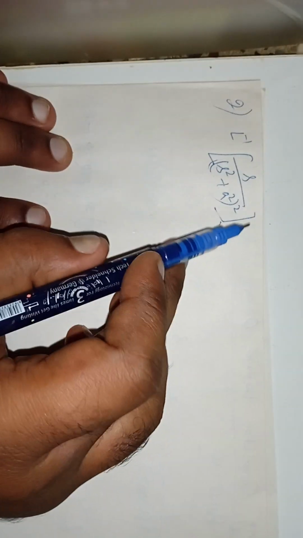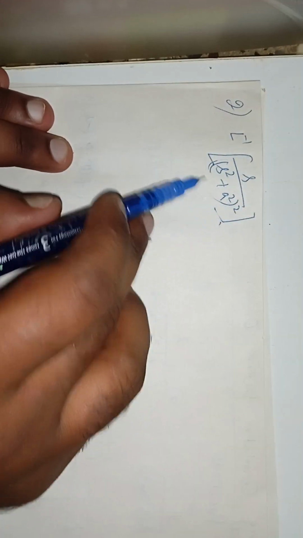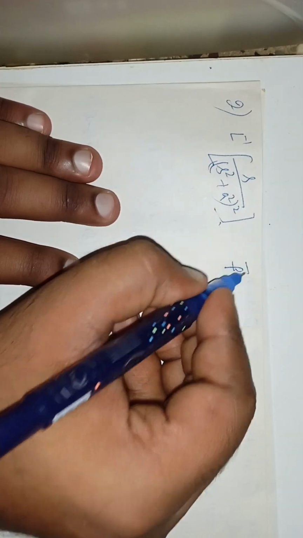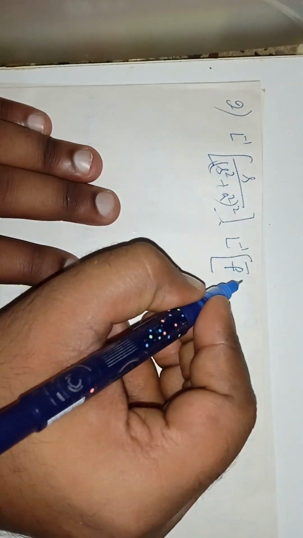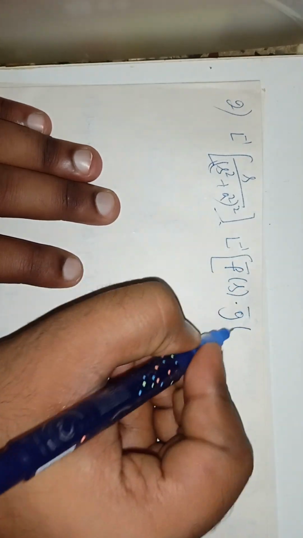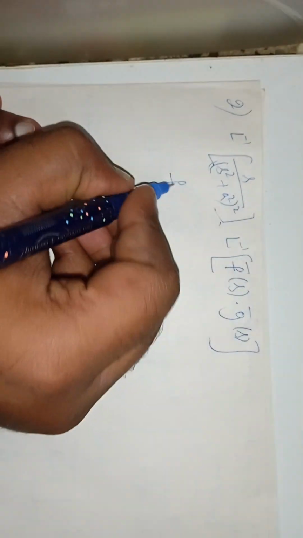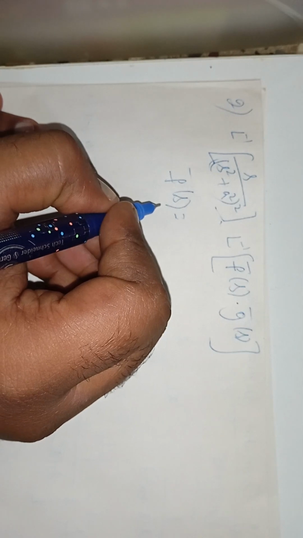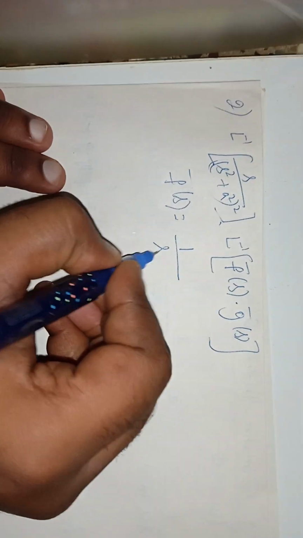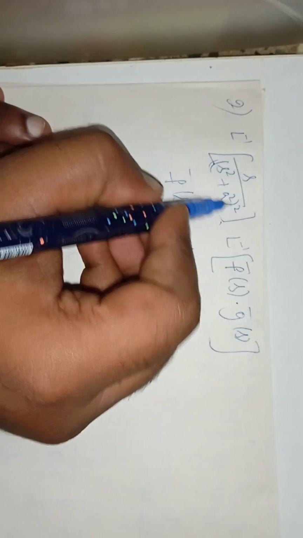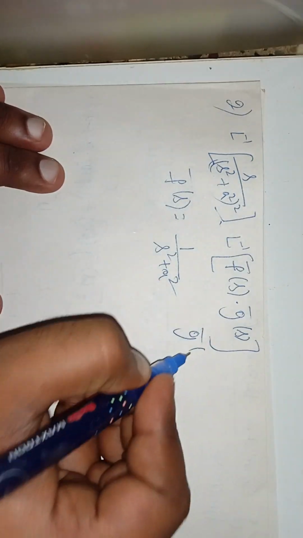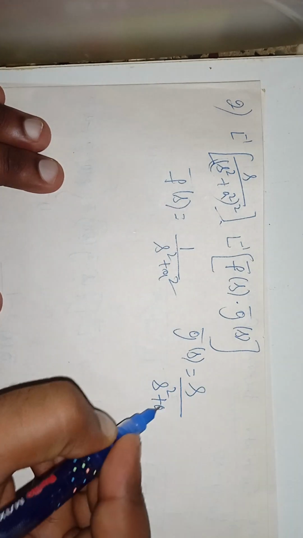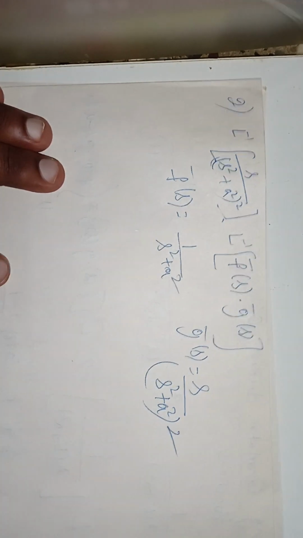So let's continue with another problem. L inverse of s by s square plus a square. So here also I should write it as L inverse of f bar of s dot g bar of s. So f bar of s is one term I have to take as a standard term. So I will take 1 divided by s square plus a square, because I have the whole square, and g bar of s I will combine with s. So s divided by s square plus a square whole square.